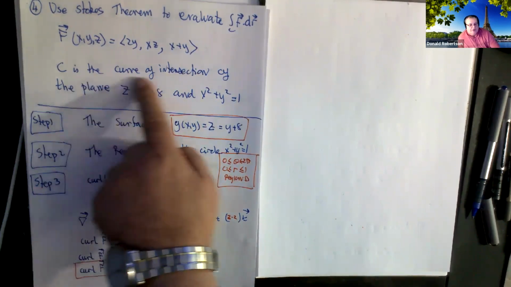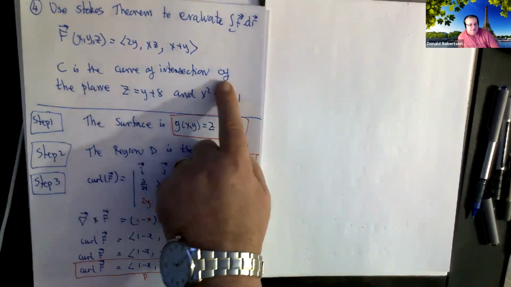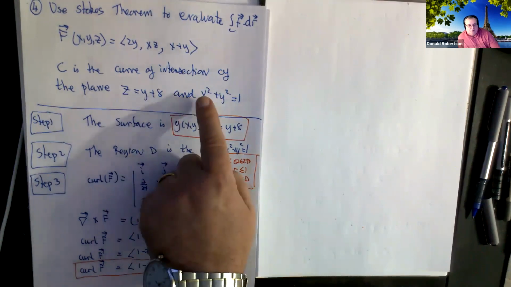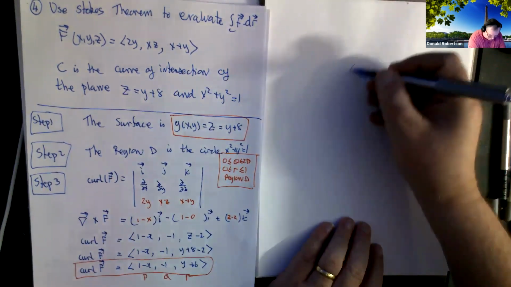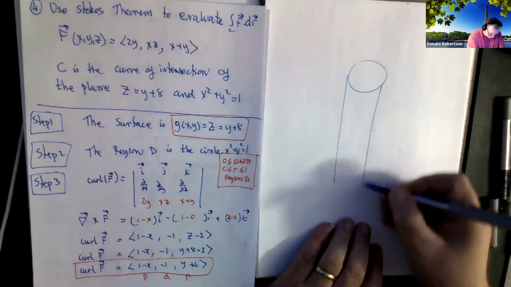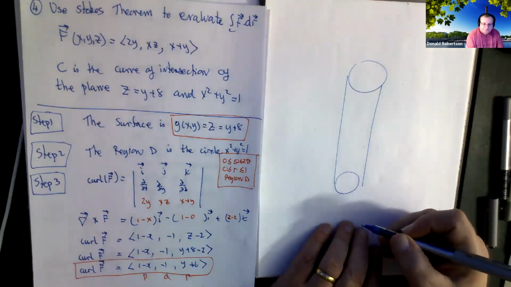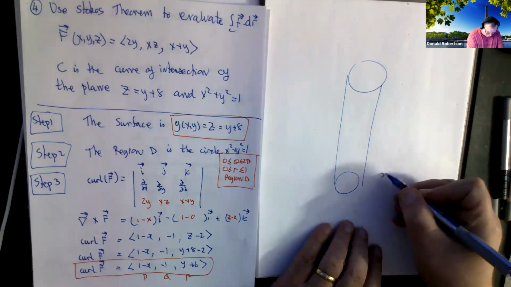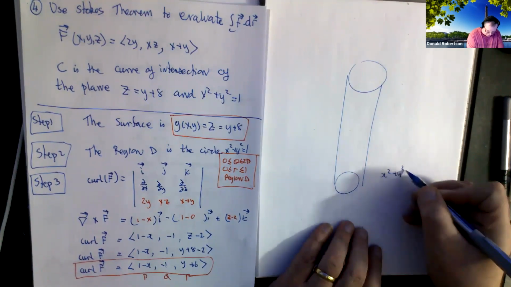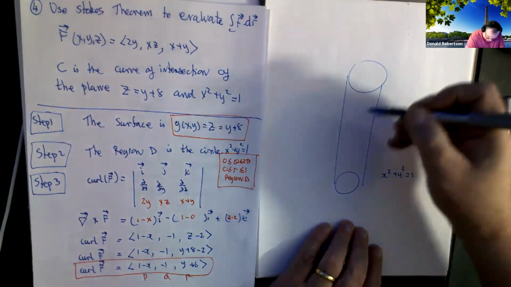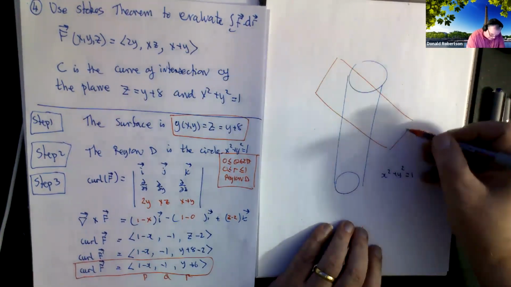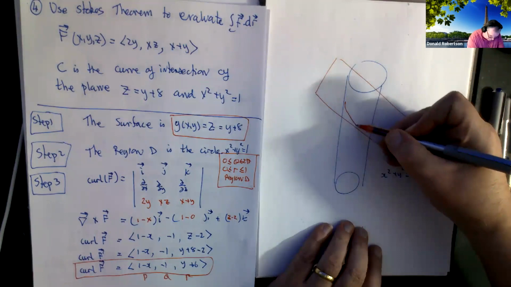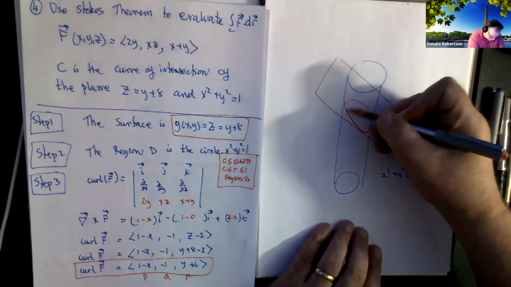The curve C is described as the intersection of this plane meeting up with this cylinder. So if you could imagine a cylinder, an infinite cylinder would look like this. And this cylinder has the equation x squared plus y squared equals 1. And it's meeting up with a plane, which is probably some kind of diagonal. And when these two things intersect, you have to trust me, you tend to get an ellipse.